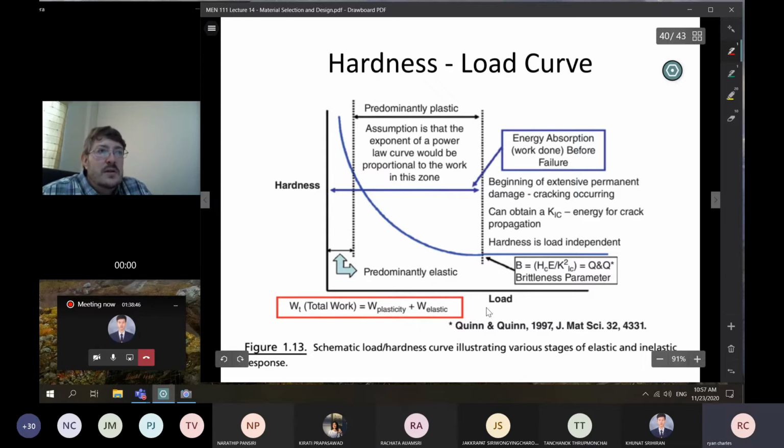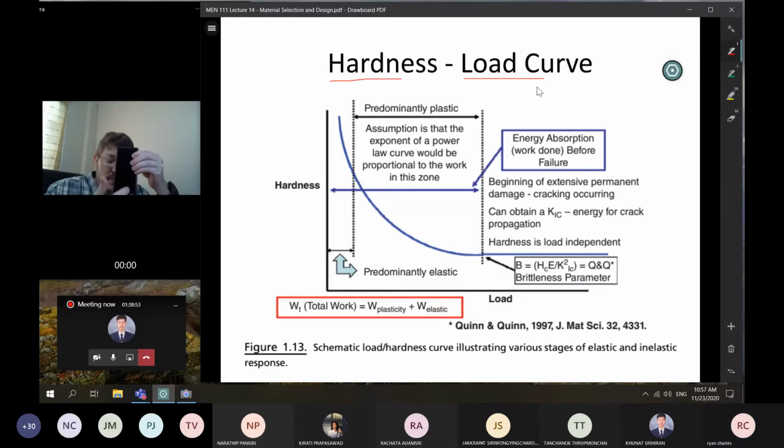This is an example of a hardness load curve. So on your phone, you get scratches in it from hard substances like sand and dirt in your pocket. And people talk about the hardness of your phone screen. They're really talking about scratch hardness. There's also indentation hardness, the resistance to penetration by something. All right.